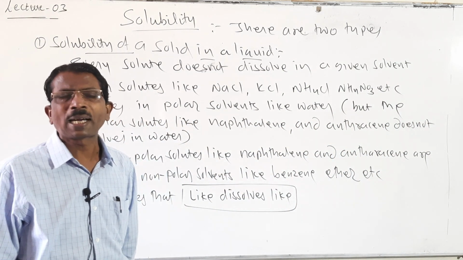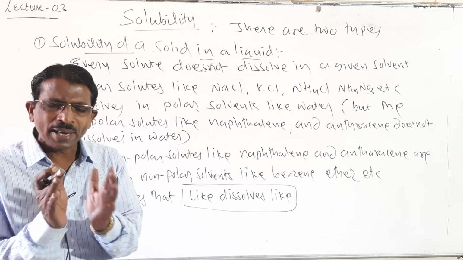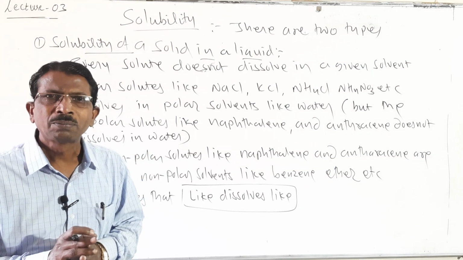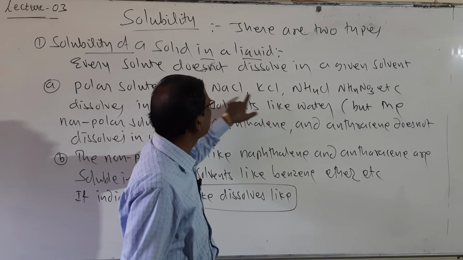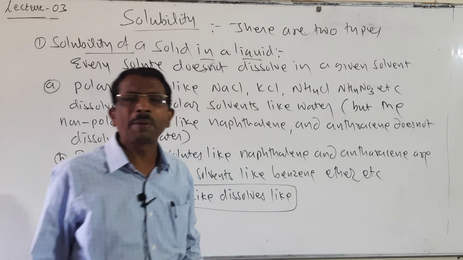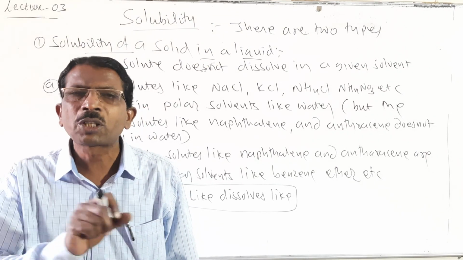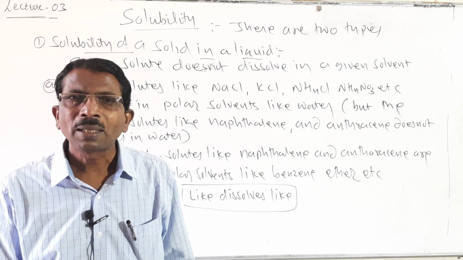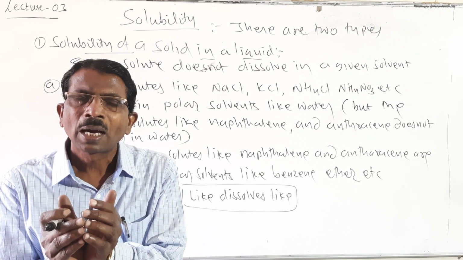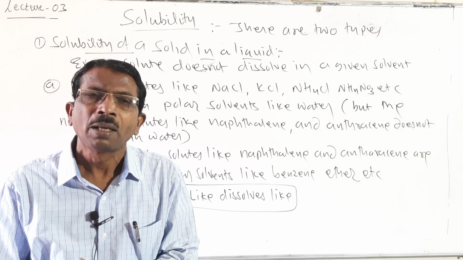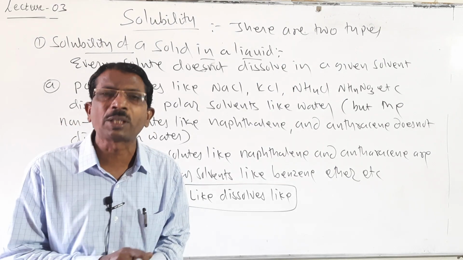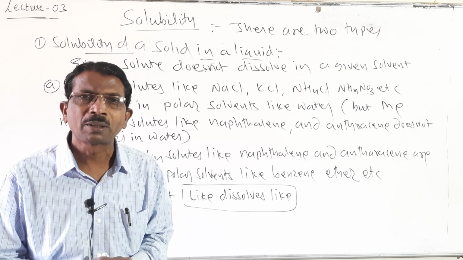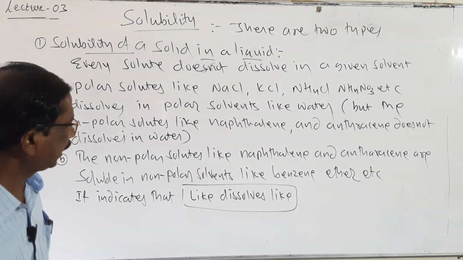Then here one question arises: why is a particular solute soluble in a solvent? For example, this NaCl or KCl is soluble in water. Why does it dissolve? Why is it soluble? Because the solute and solvent have the same intramolecular interactions, then only they are soluble. So it is the important point. So let us see.